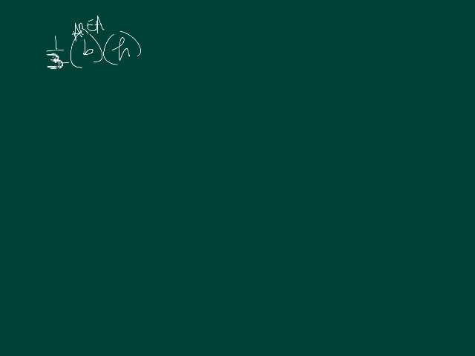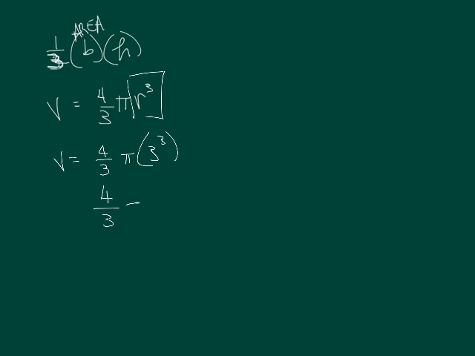And it says that the radius is 3 centimeters. And that's all they give you, is the radius is 3 centimeters. But that's okay, because all we care about is the radius. So volume equals 4/3 pi, and what did they say the radius was? 3 centimeters. So 4/3 pi times 27.